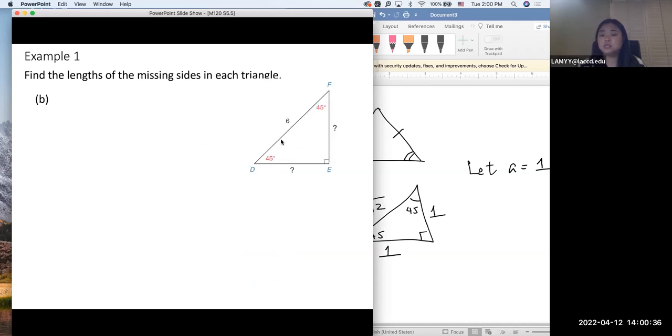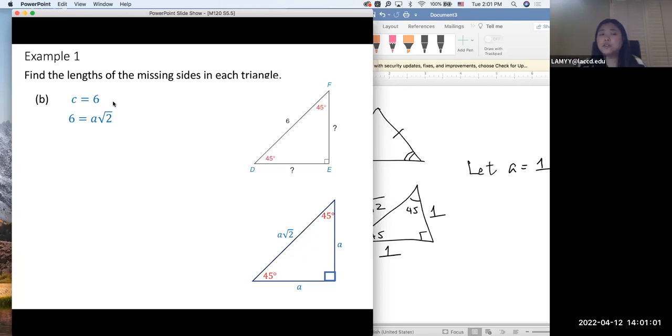But this one, I only know the hypotenuse, right? These two sides are supposed to be congruent, right? So I'm gonna set it up: 6 equal to a square root 2. C is talking about this side here. So 6 equal to a square root of 2.